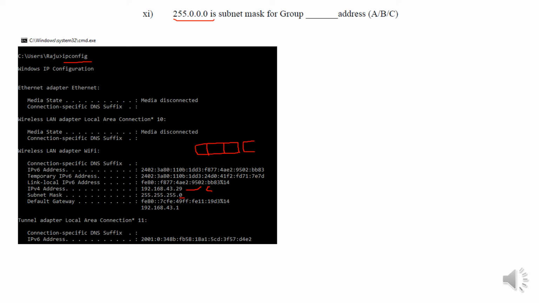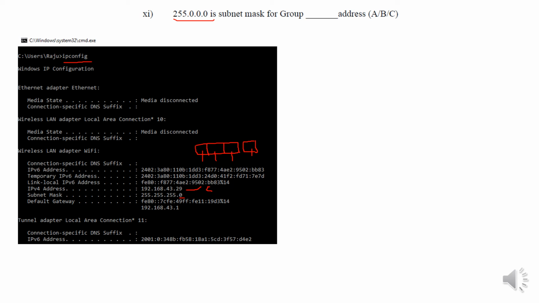And what the subnet mask does, it masks this net ID portion. So the subnet mask will be 255 for this, 255 for this, 255 for this, and the host ID part will be 0. So this is for class C.